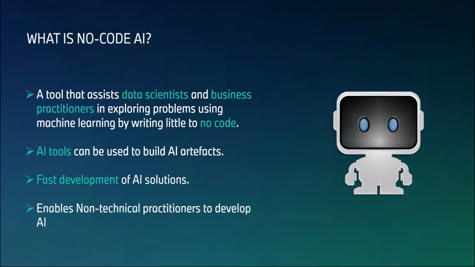So just a quick recap on this again. What is no-code AI? It's a tool that assists data scientists and business practitioners in exploring problems using machine learning by writing little to no code. These no-code AI tools can be used to build AI artifacts, otherwise known as AI models. In our paper, we use the term AI artifacts. It also assists data scientists to speed up the machine learning lifecycle by streamlining both the pre-processing and model development. And it also enables non-technical practitioners to use machine learning, because it removes the barrier of writing code.